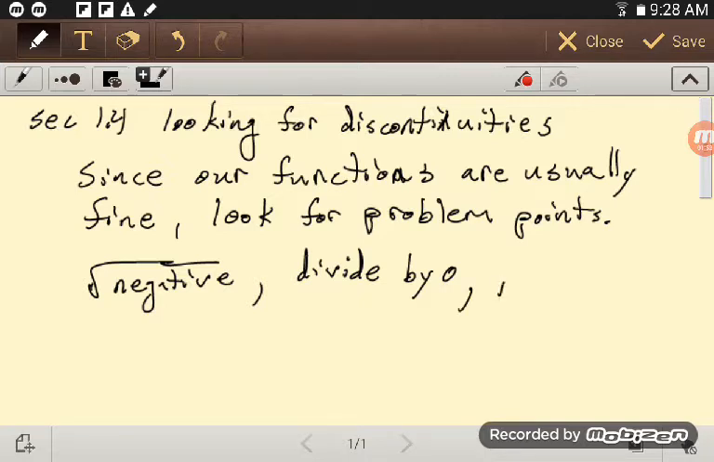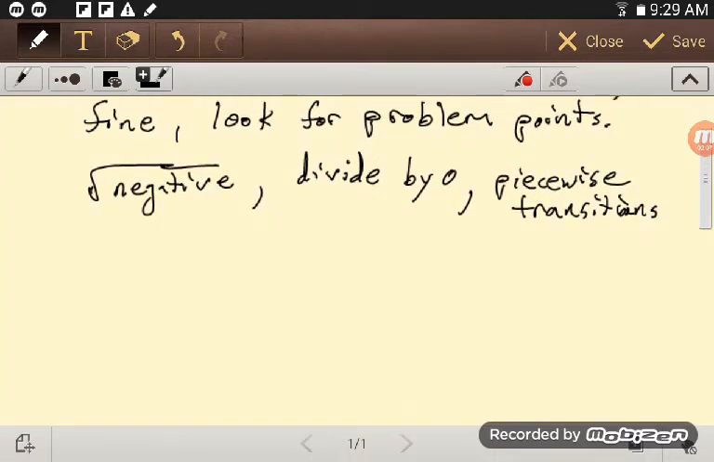And then piecewise transitions. So if I have a piecewise function, I might look there as well. So typically, f of x equal x cubed, right? That's fantastic. That's great. Continuous everywhere. Why? It's a polynomial.